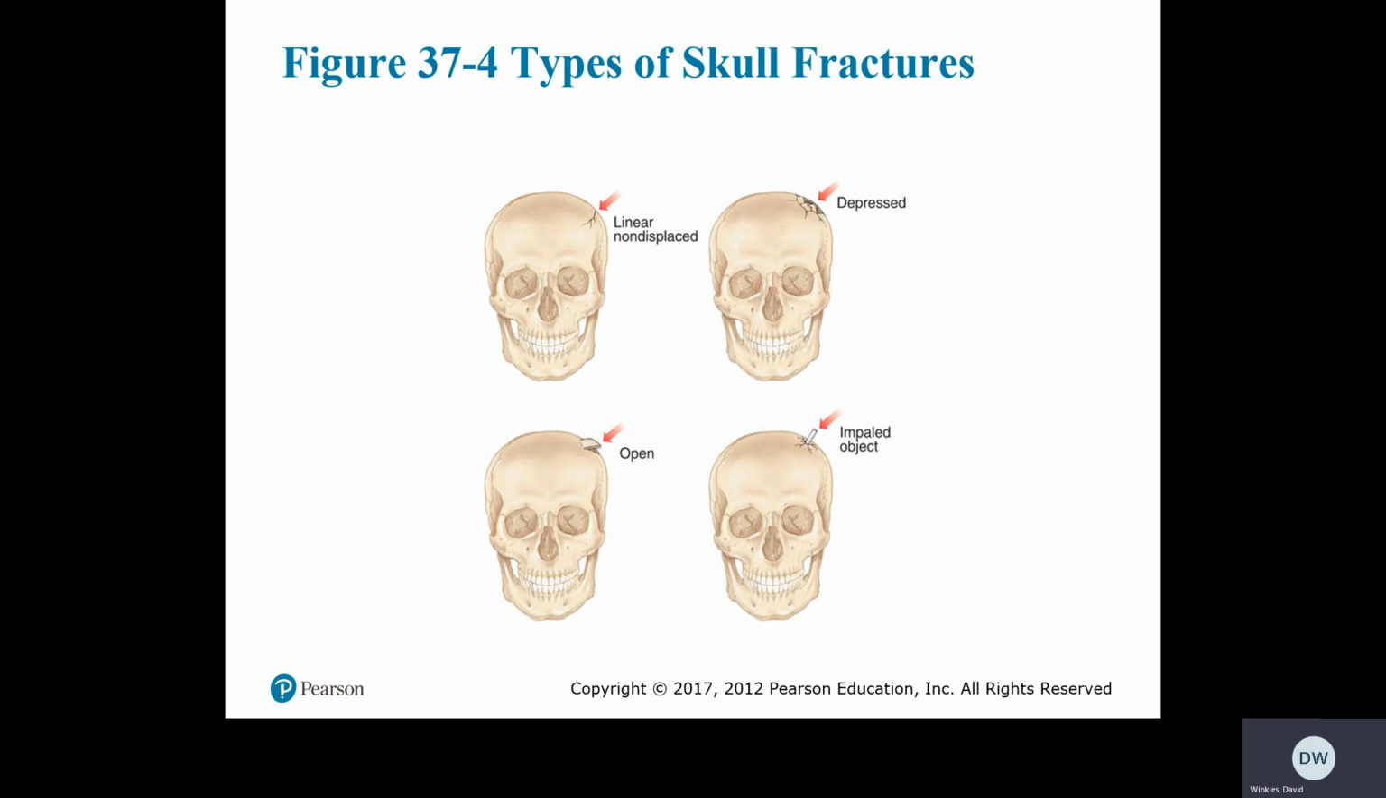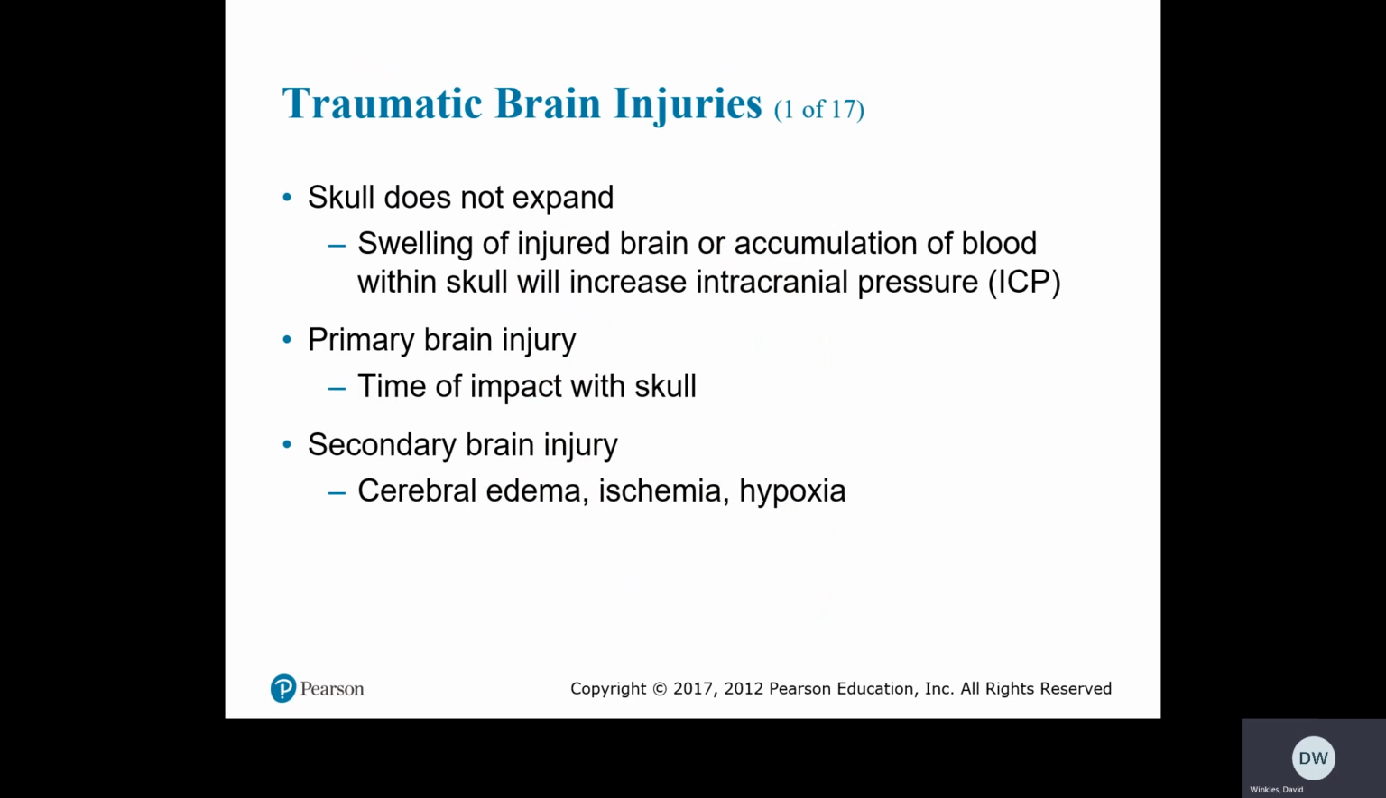So, types of skull fractures here. We have the linear non-displaced. You can think of that as just a crack. You have the depressed, so you obviously have a depression associated with that. You have an open, where you actually have bone missing, or displaced, dislodged. And then you have the impaled object. We typically don't see that one a lot, but it is not out of the question.